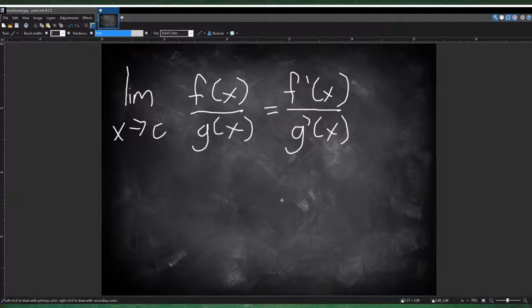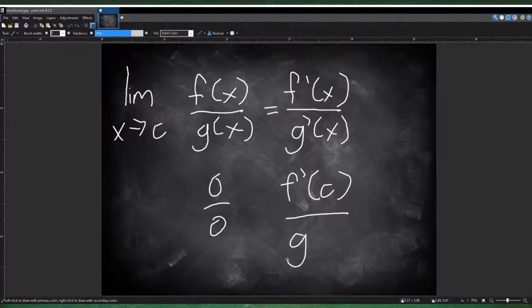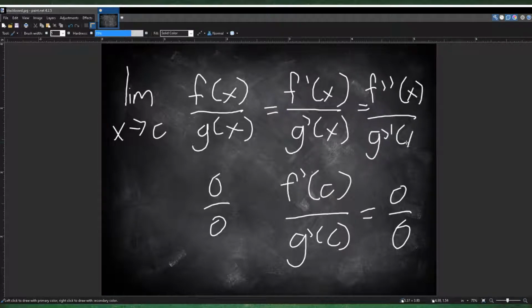You could keep doing L'Hopital's rule over and over again. Let's say f of x divided by g of x is 0 over 0. Well, you could use L'Hopital's rule. So you plug in the derivative of f divided by the derivative of g, and you plug in x equals c. If that's still 0 over 0, you could use L'Hopital's rule again and take the derivative of the derivative, the double derivative of f and of g. We'll be showing examples of how this works.